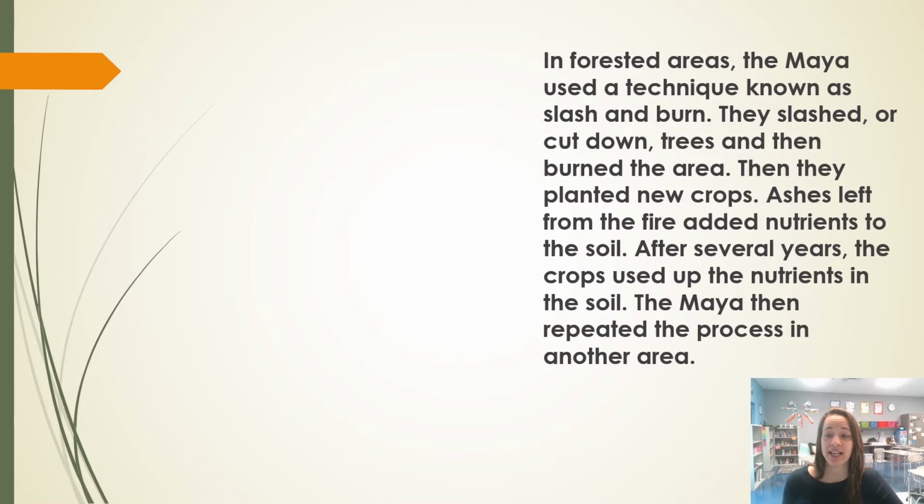In forested areas, the Maya used a technique known as slash and burn. They slashed or cut down trees and then burned the area. Then they planted new crops. Ashes left from the fire added nutrients to the soil. After several years, the crops used up the nutrients in the soil. The Maya then repeated the process in another area.